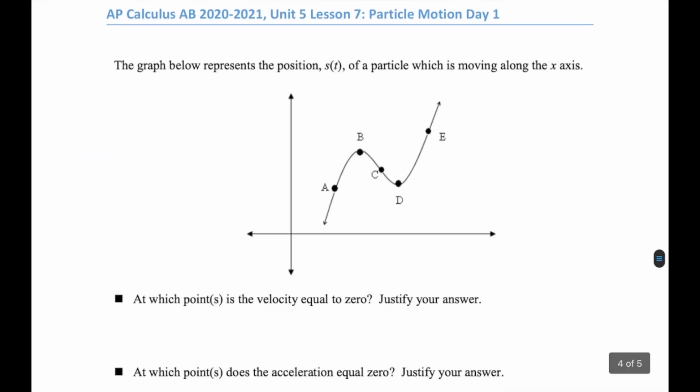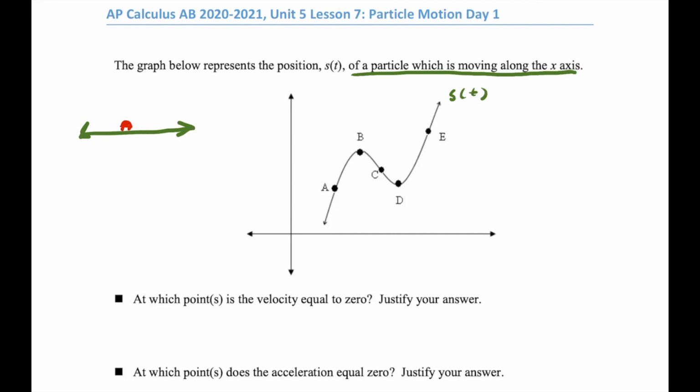Okay, so let's look at this example here. If we have some function s of t, which represents position, and this is why this is called particle motion, of a particle moving along the x-axis. So really, you can imagine like a little bug or a little car, and it just moves left and right. That's all it does, is moves left and right.